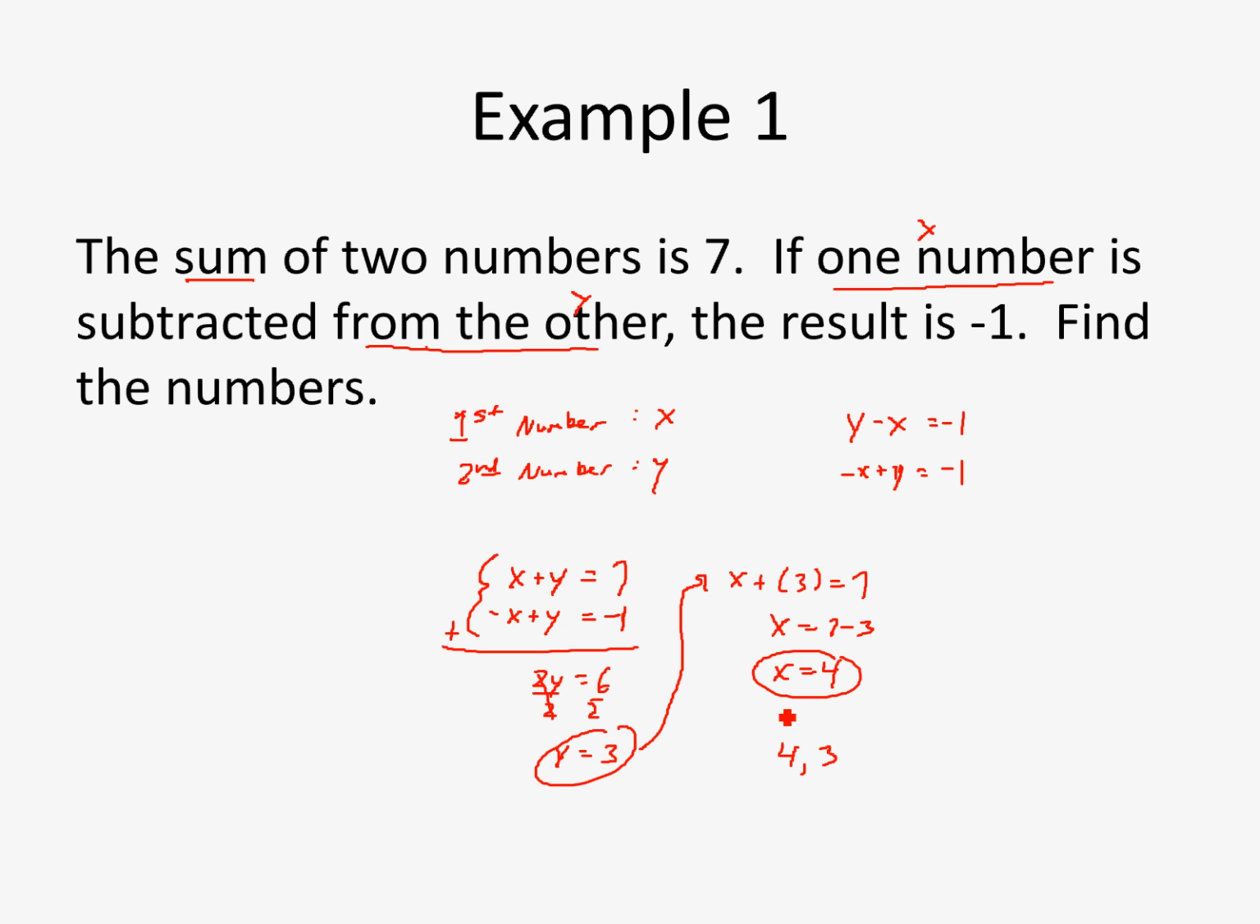Okay, so that's our solution. Those would be our numbers. And in this case, it's really an application problem. So you could say that one number is 4, the other number is 3.